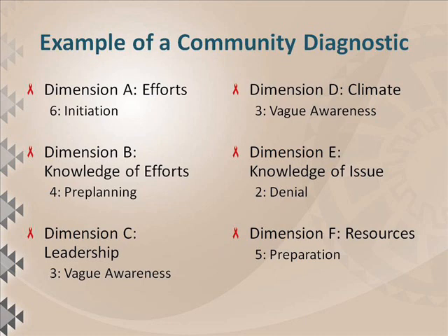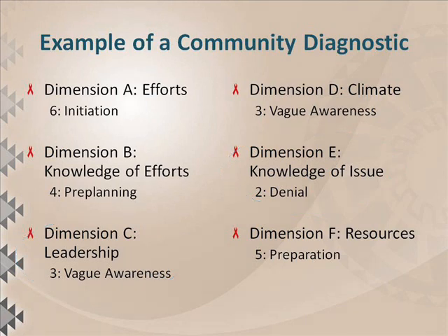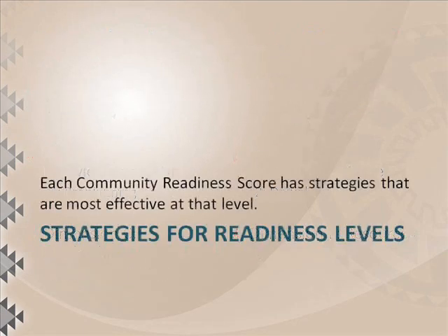And we usually suggest the lower ones. And for this one, we would recommend Dimension E, knowledge of the issue, and C, leadership, and look at the strategies that would be appropriate for those dimensions and setting an action plan that fits their community. Each community readiness score has strategies that will be most effective at that level.